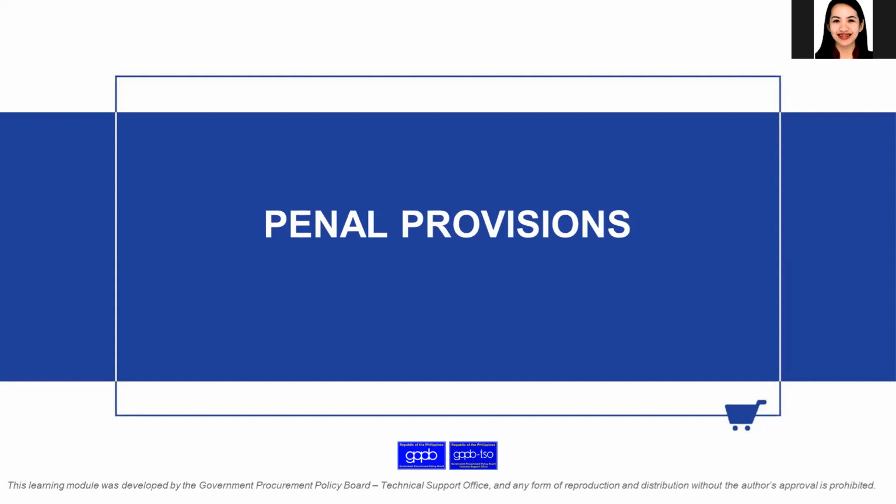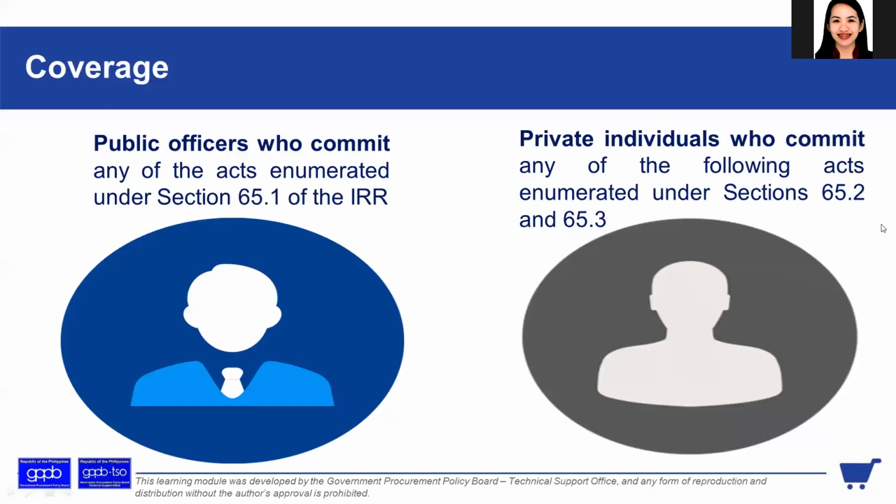Next slide po. Who is covered by the penal provisions under RA 9184? So, both public officers and private individuals are covered, so long as they commit any of the acts enumerated under the law and its IRR. Yung sino-sino yung mga individuals na nakikisali sa atin, yan yung mga private individuals, yung mga bidders, manufacturers, suppliers, sila yun eh.